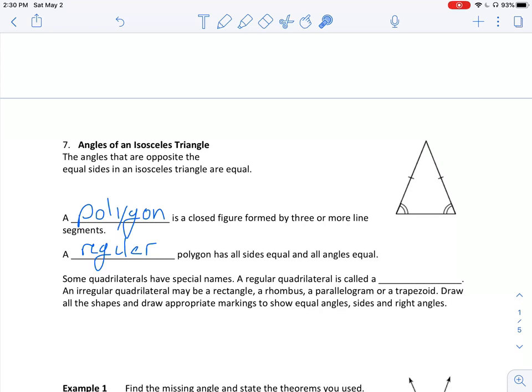So some quadrilaterals have special names. A regular quadrilateral would be called, well, if I'm looking at something that's called regular, it has all sides equal and all angles equal. The sides are all the same, the angles are all the same. This is a square.